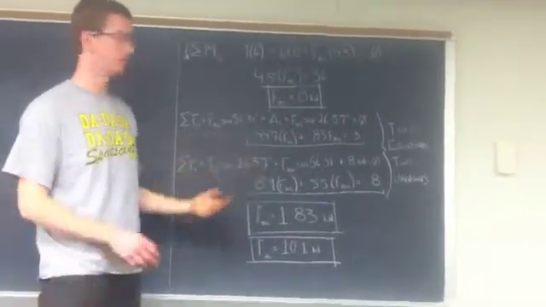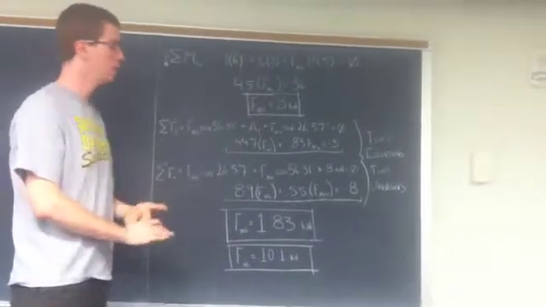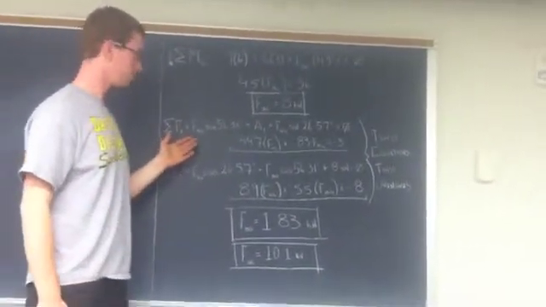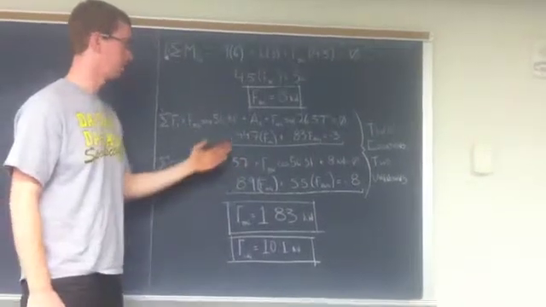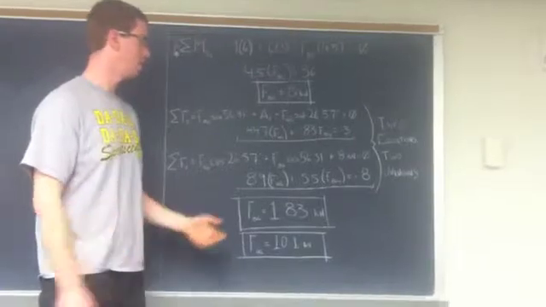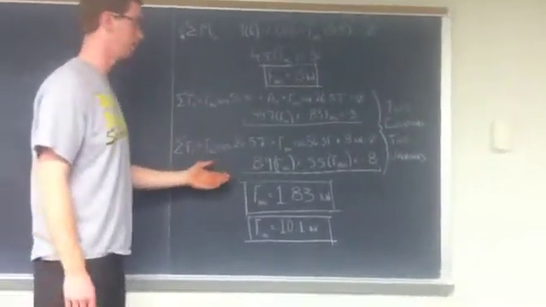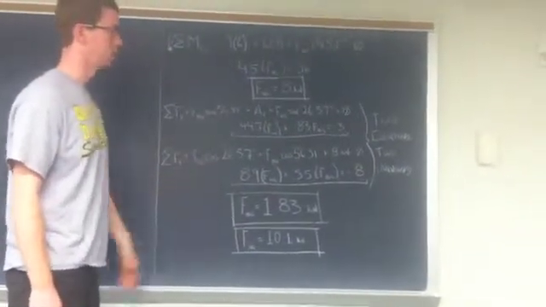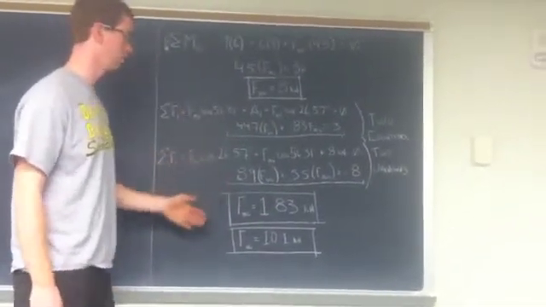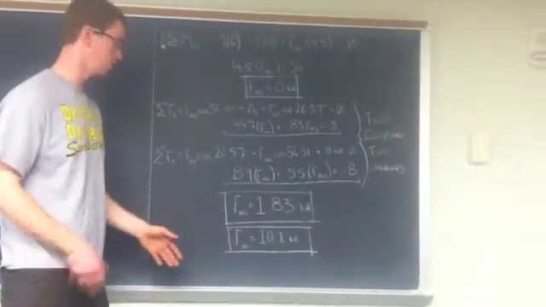Then we go to sum of the forces in the Y direction and sum of the forces in the X direction. However, we have 2 unknowns and 2 equations. So using sum of the forces in the Y direction, we come up with a function with both FHG and FBG. And then using sum of the forces in the X direction, we come up with another function with both of those variables. And then using systems of equations, we solve for those and determine that FBG is 1.83 kilonewtons and FHG is 10.1 kilonewtons.